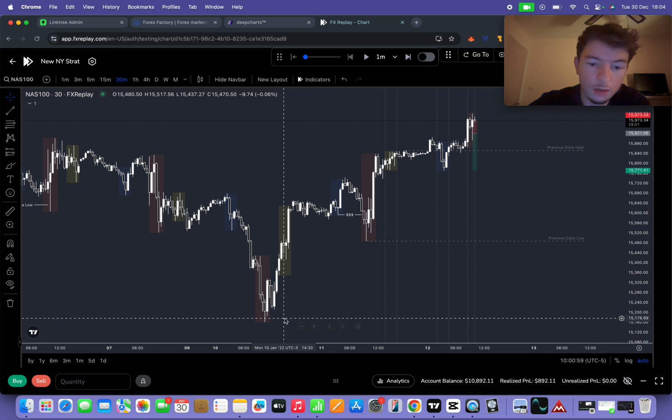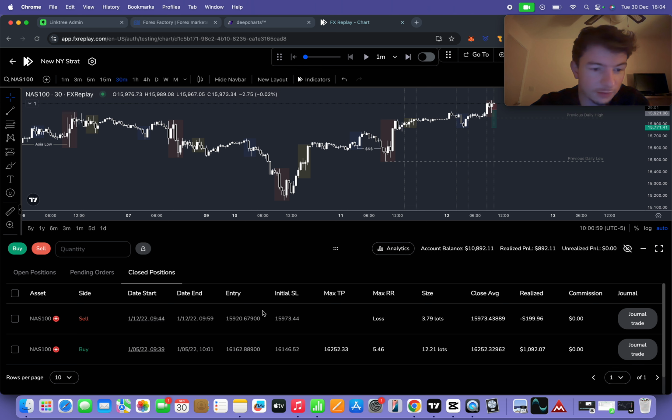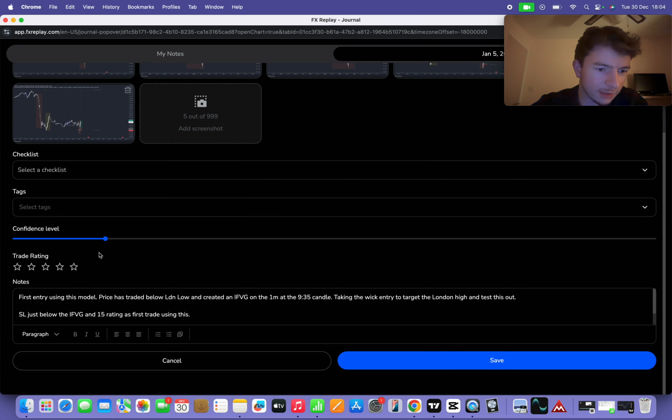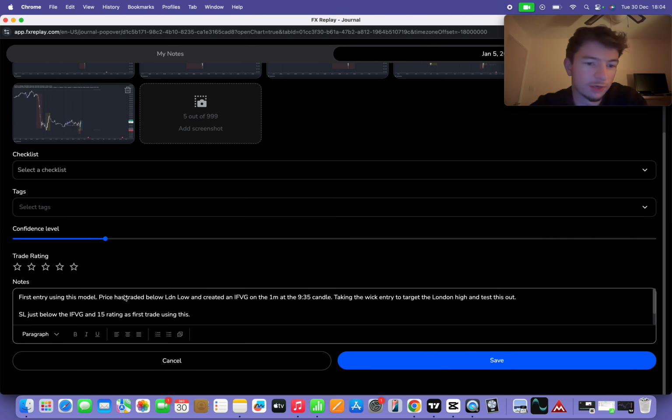So far, I've done 2 trades on this. The first one was quite nice for an idea of what it looks like. Actually using the model for the first time, price traded below the London low and created an inverse fair value gap on a 1 minute at the 9:35 candle. I took the wick entry to target the London high and test this out.